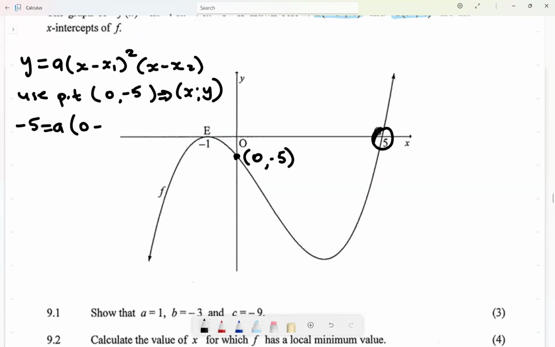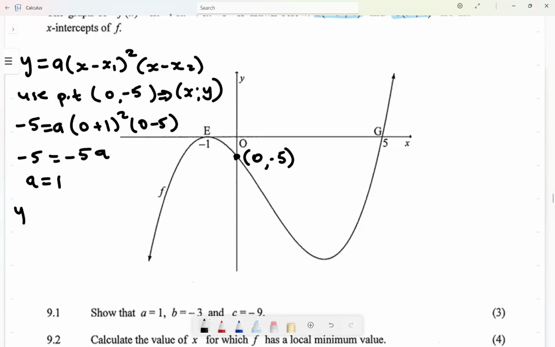And then minus what? −1. When I minus −1, it's just the same as adding 1, squared. And then I have 0 minus 5. So I have −5 equals a multiplied by 1 squared, which is 1, multiplied by −5, so −5a, and then I get a equals what? 1.